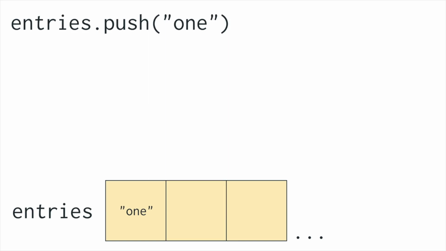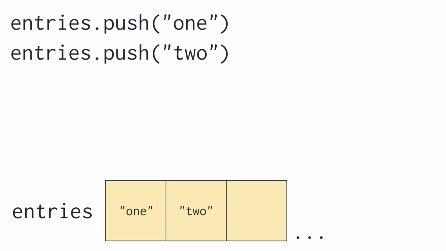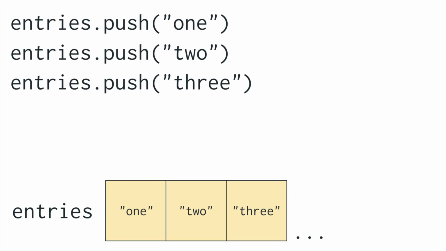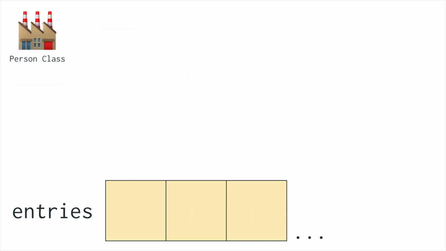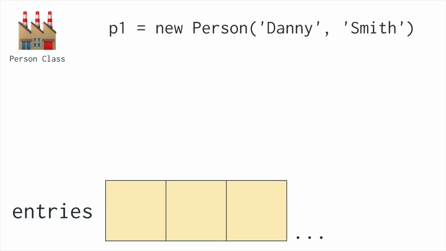And we're used to seeing stuff like this, entries.push 1, and that's going to put the string 1 in the first box of the array. And if we do entries.push 2, it'll put the string 2 in the second box, and the same with the string 3. Only now we've got a different situation, because we've got this person class, which is like a factory for building new objects. So when we say p1 equals new person and give it some details to the constructor, that's going to make a new instance from that factory class. It's going to make a new person who's got the first name Danny and the surname Smith, and that's an object of type person.